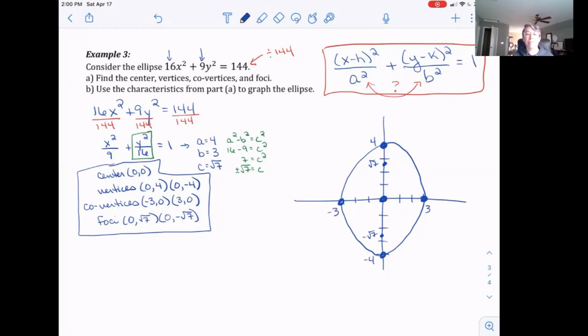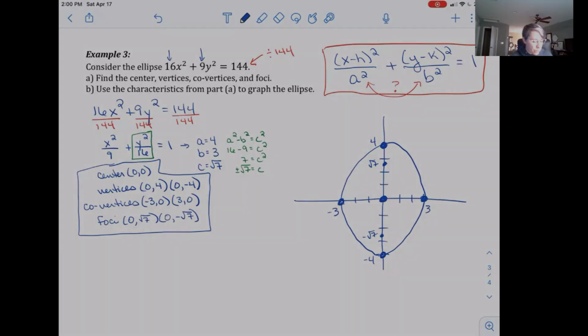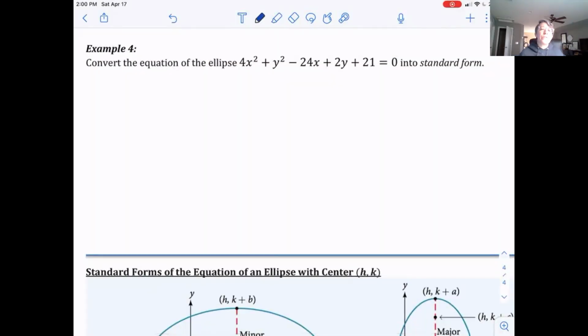So again, if you have to do the graph first and then figure out the vertices because the visual helps, go for it. Example 4, we want to convert the equation of the ellipse into standard form.